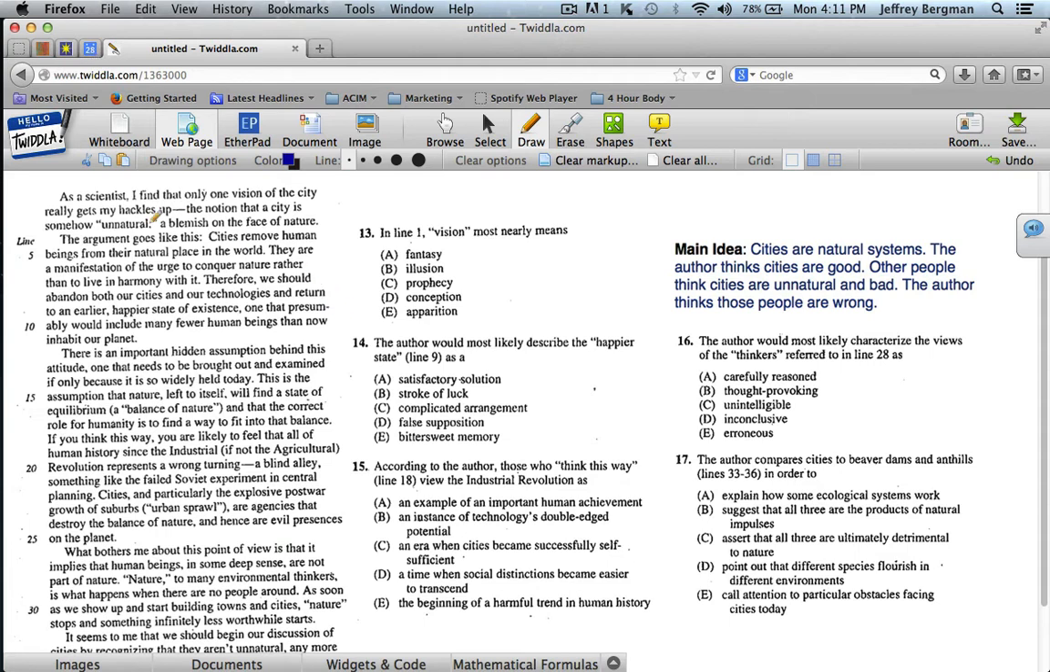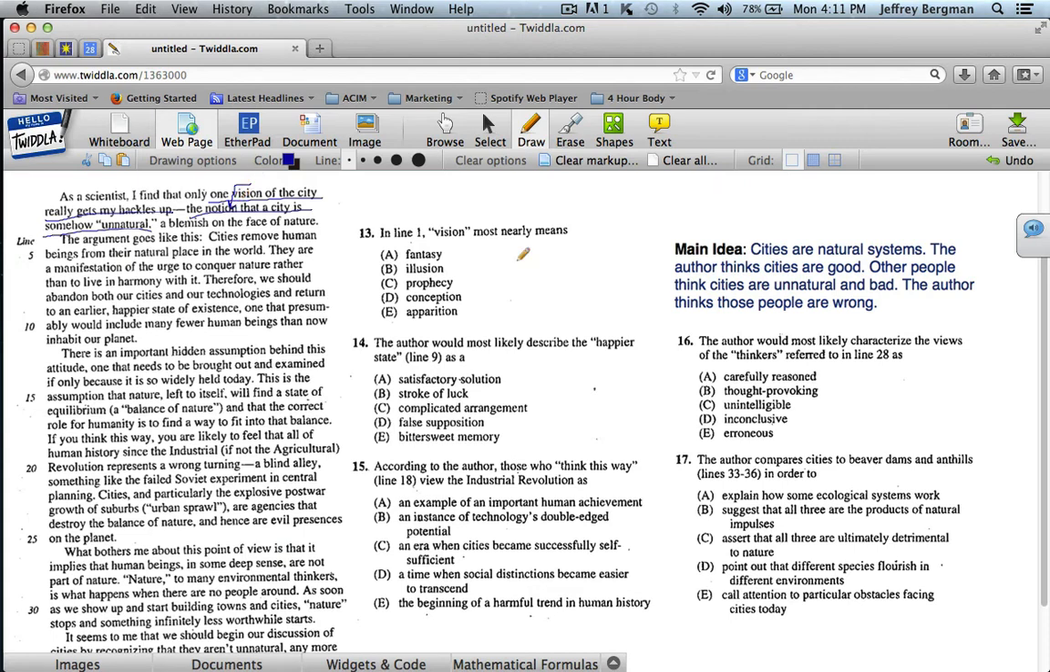In line one over here, it says, "As a scientist, I find that only one vision of the city really gets my hackles up. The notion that a city is somehow unnatural." So the vision is a notion.